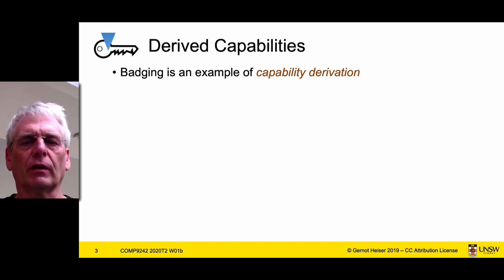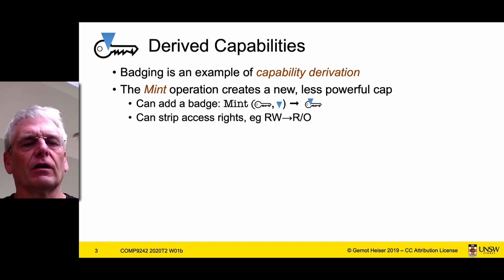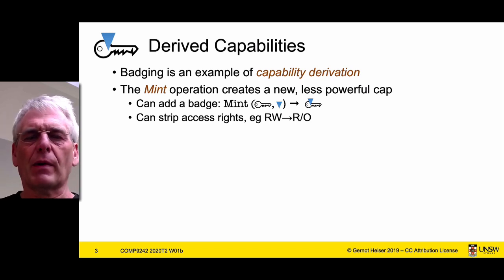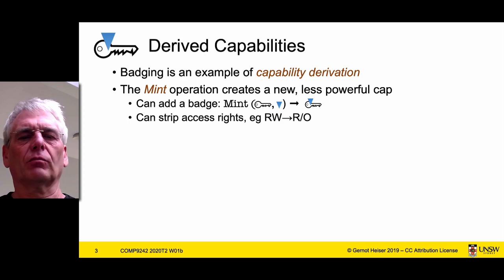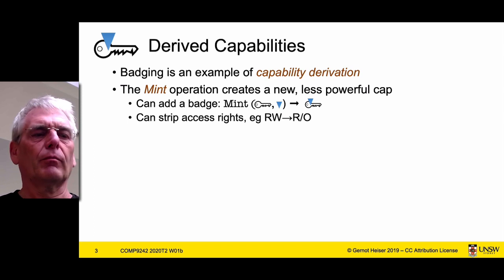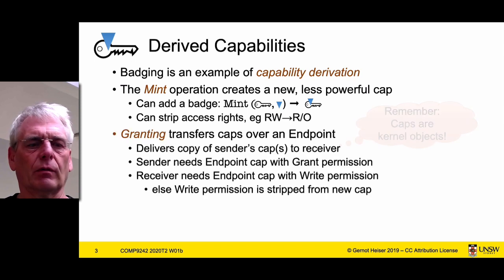That's a form of capability derivation where we use the mint operation to create a less powerful capability because it now is badged and the badge cannot be changed. So we have the mint that takes a capability and a badge and produces this badged capability, and we can also in the same mint operation strip access rights, for example, from a read-write capability, derive a read-only capability.